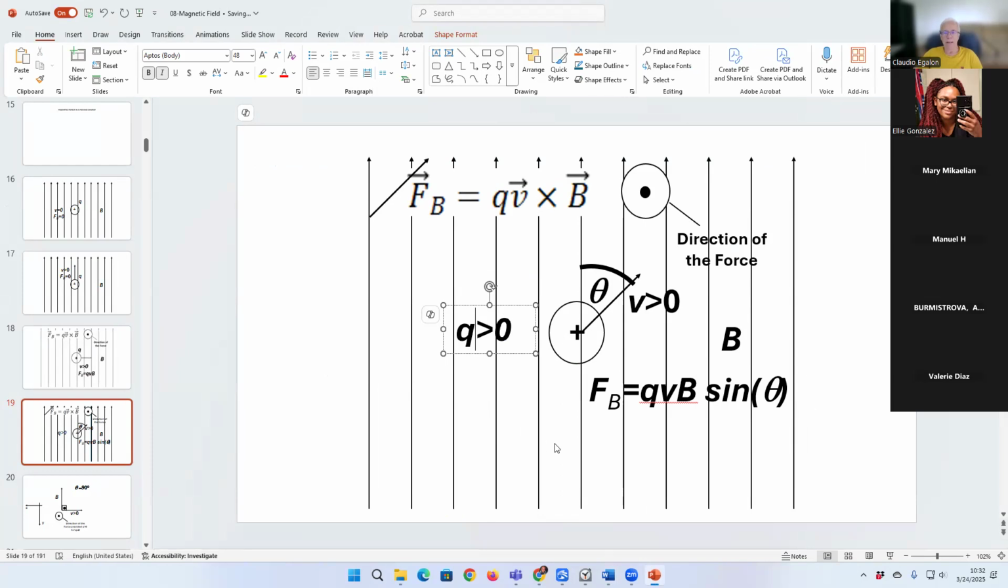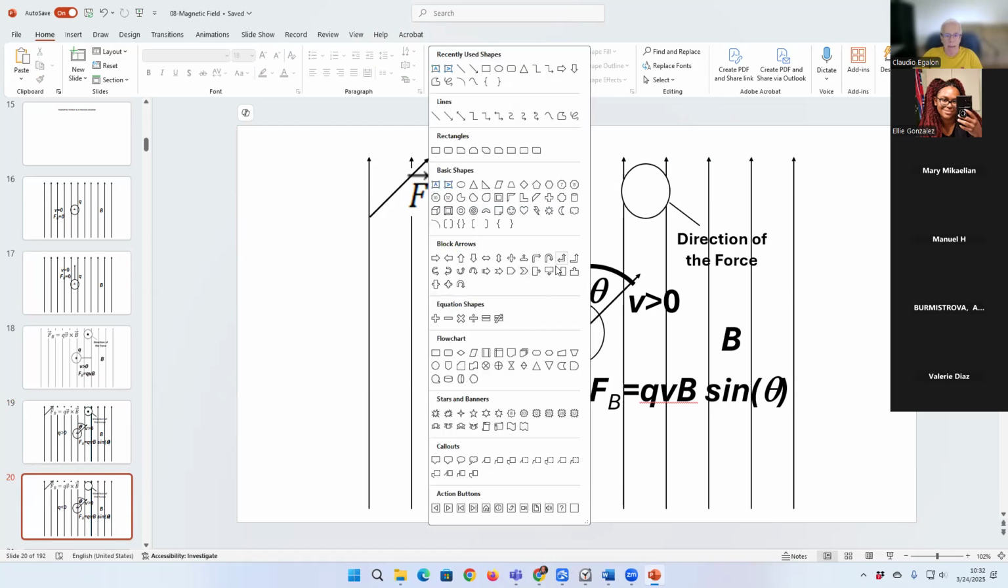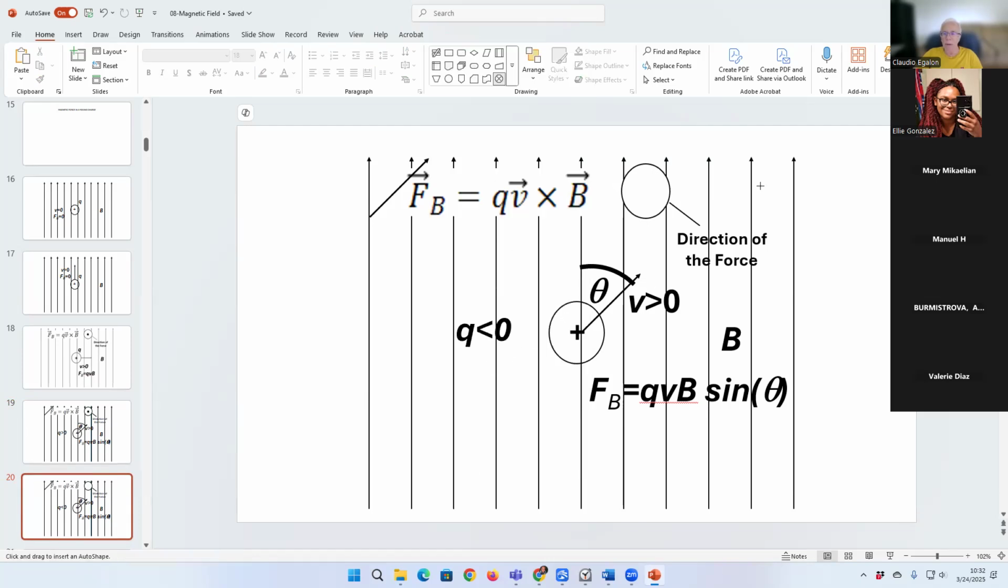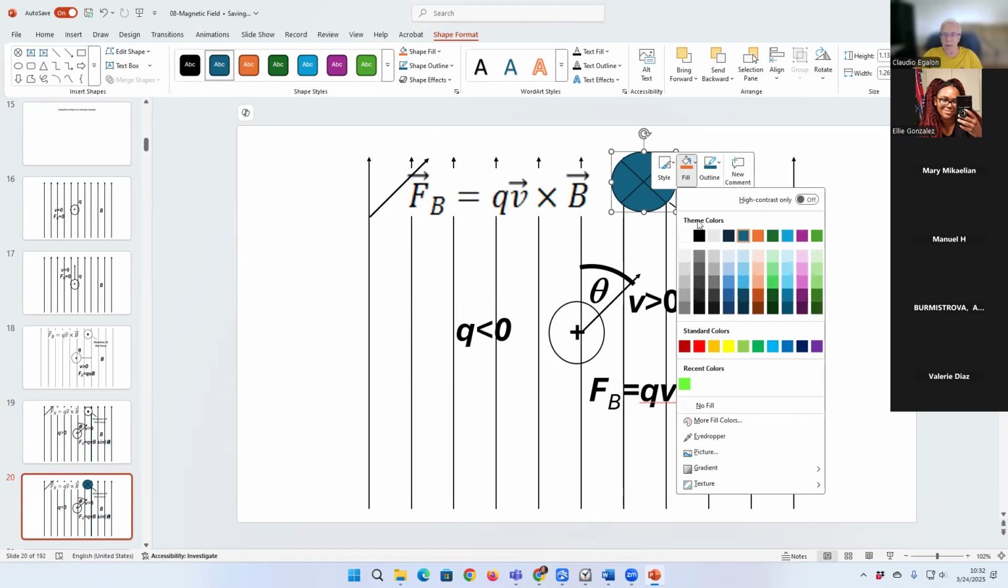Here you go. If Q is less than 0, then this direction inverts, okay? Now I'm gonna put another slide here. If Q is less than 0, right, now this dot here is replaced by a, let's see, this one right in here that I want, by a cross. And the cross is just the back of your vector velocity. The tail, right? We're looking at the tail of the vector velocity.